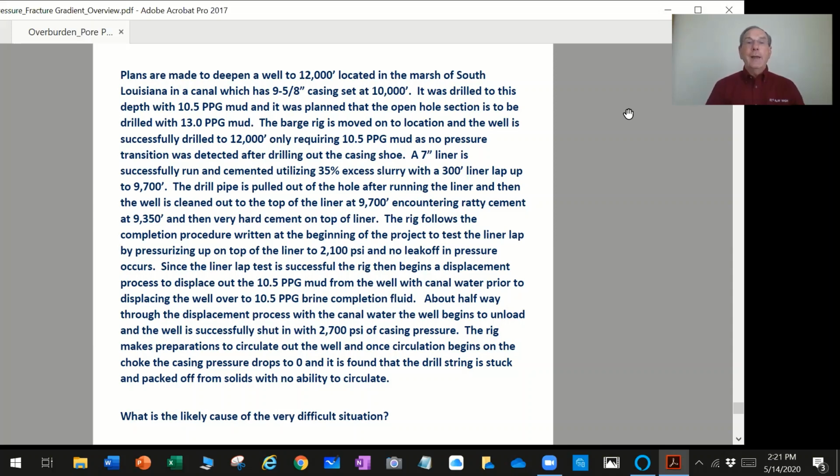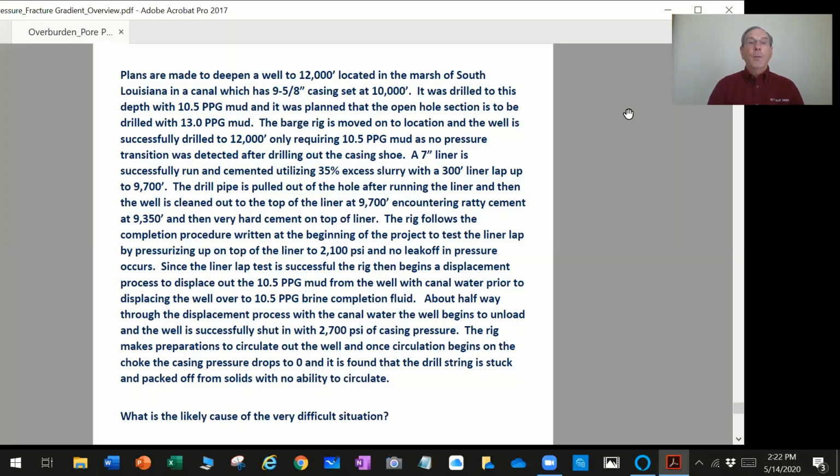A 7-inch liner is successfully run and cemented using 35% excess slurry with a 300-foot liner lap up to 9,700 feet. The drill pipe is pulled out of the hole after running the liner, and then the well is cleaned out to the top of the liner at 9,700 feet with a bit, encountering ratty cement at 9,350 feet, and then very hard cement on top of the liner.